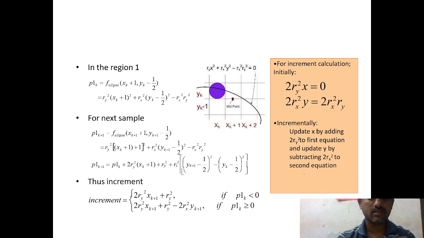The increment is 2 ry square xk plus 1 plus ry square if p1k is less than 0, or 2 ry square xk plus 1 plus ry square minus 2 rx square yk plus 1 if p1k is greater than or equal to 0. For the increment calculation, initially 2 ry square x equals 0 and 2 rx square y equals 2 rx square ry. So update x by adding 2 ry square to the first equation, and update y by subtracting 2 rx square from the second equation.